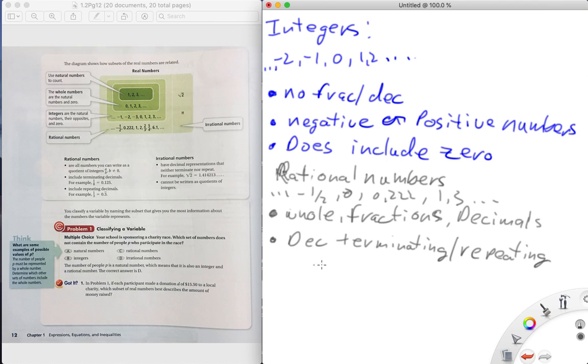And to refresh your memory, a terminating decimal would be something like 0.5, right? It stops at the tenths place at the number 5. A repeating decimal could be 0.3333, right? It goes on forever. Or we can call it 0.3 bar. Those are the two conditions the decimals have to meet: they have to be either repeating or terminating.